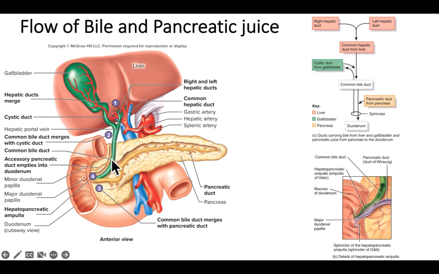Notice this common bile duct comes down, the pancreatic duct comes over and forms a little combination duct called the hepatopancreatic ampulla. So in this little opening here, you have bile and pancreatic juice entering the duodenum. And there's a little sphincter that controls that. It's called the hepatopancreatic ampulla, or a sphincter of Oddi.